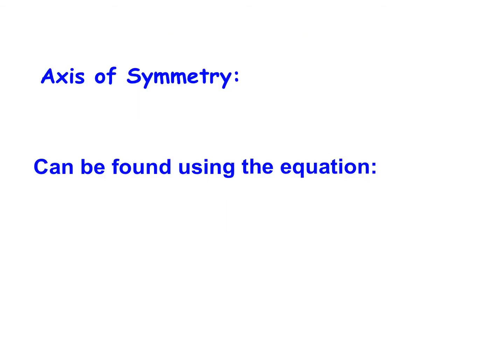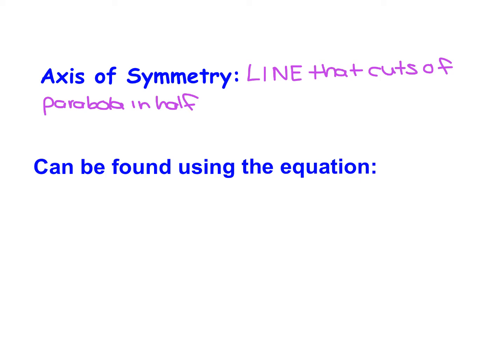Now, a review of what we've learned before. The axis of symmetry, remember, is a line that essentially cuts our parabola in half, where if we fold along the axis of symmetry, we can cut that parabola straight down the middle and fold it on itself. For example, say that this was my parabola here. The axis of symmetry would be a line that cuts it right down the center, so if I were to fold along that line, both sides of my parabola would line up.